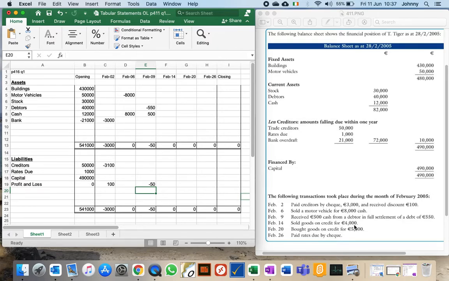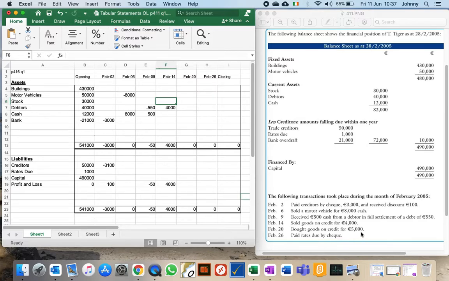I sold goods on credit for 4,000. So when I sold goods, it means that I have sales. The amount sold for is 4,000, so I'll have 4,000 more income. My debtors owe me 4,000. Now my stock goes down, if we knew what the goods cost, but we're not told what these goods cost. So all we'll do for this one is show that we are owed more money and we have an income from sales.